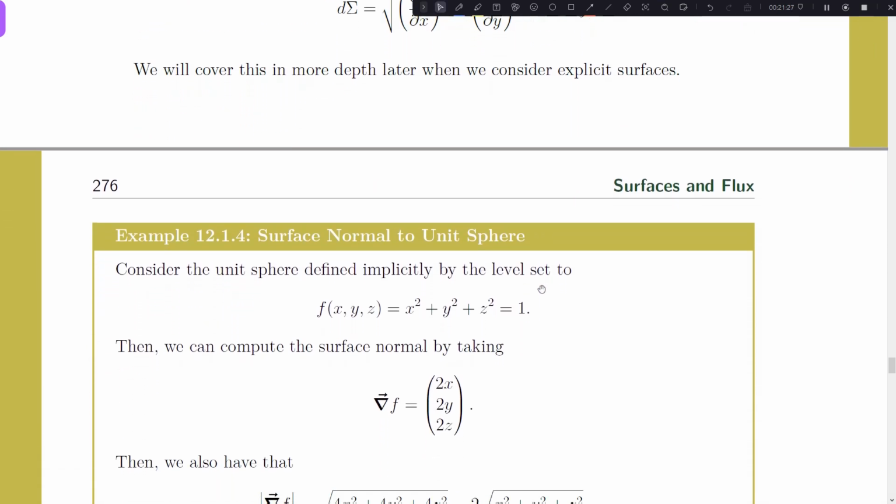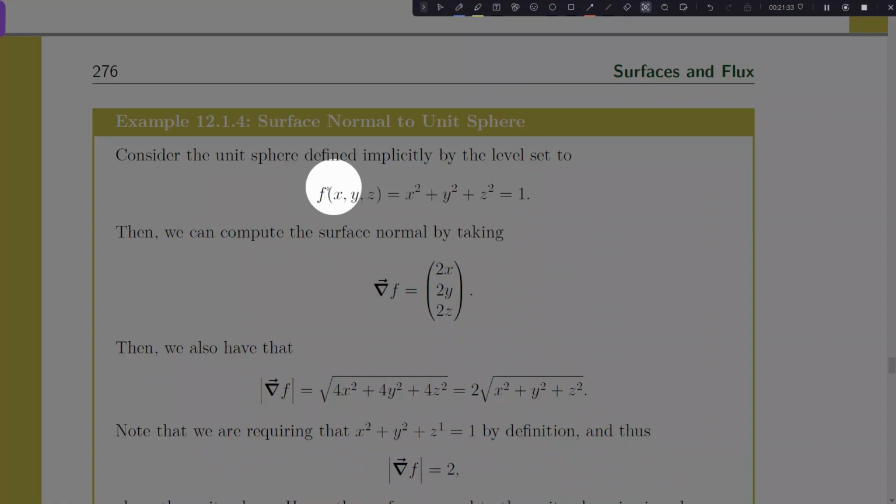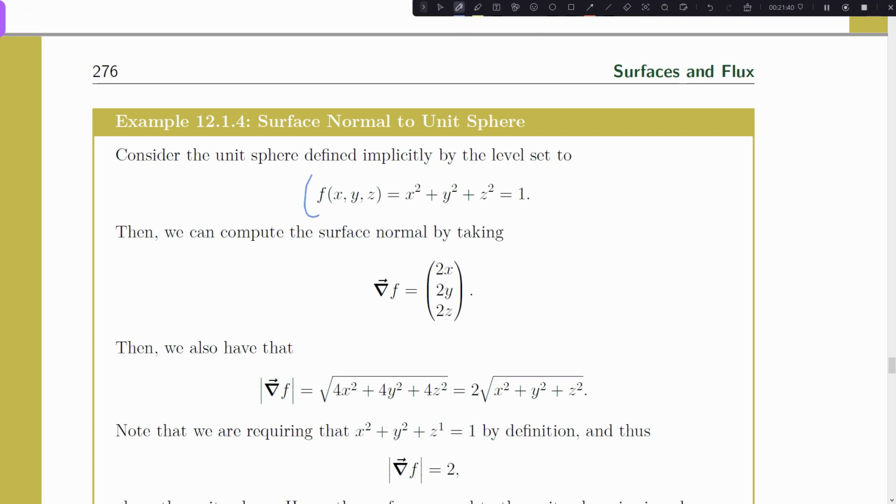Okay, so if we want to calculate the surface normal to a unit sphere, we have our scalar function here. If we look on the side there, we restrict there, that's a scalar function, or a scalar field. And if instead we restrict to this side, this is our level surface. Okay, so the way I can calculate the normal to the level surface is by calculating the gradient of the scalar field.